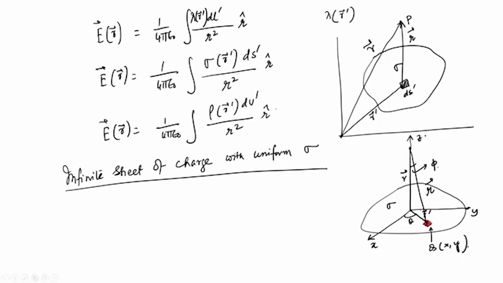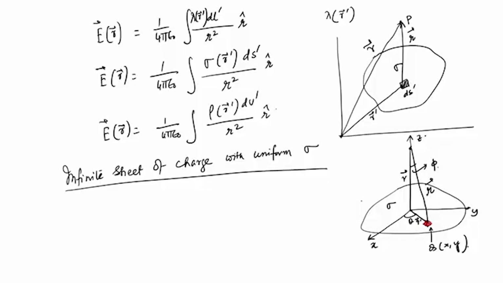If it is not clear, this is r prime and so on. So, this is a picture, a schematic diagram of an infinite sheet. It looks finite, but it is actually infinite. You can make that distinction, and we want to calculate the electric field at this point due to this infinite charge distribution.